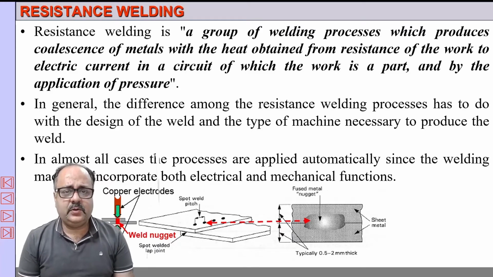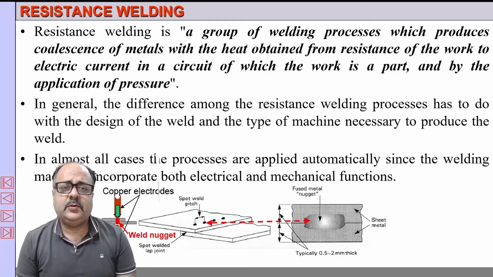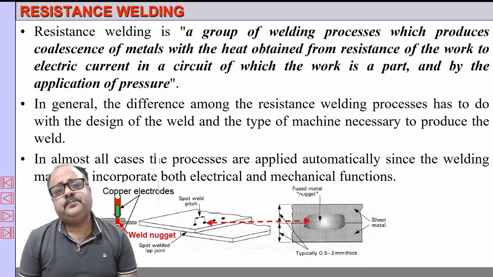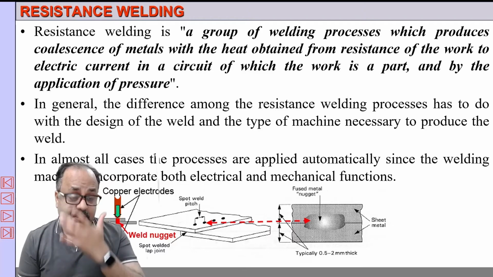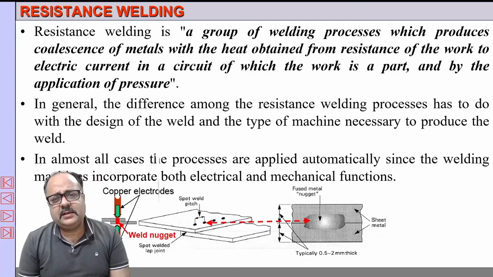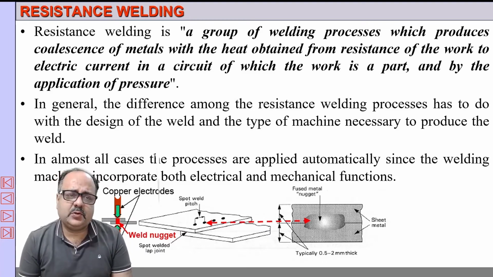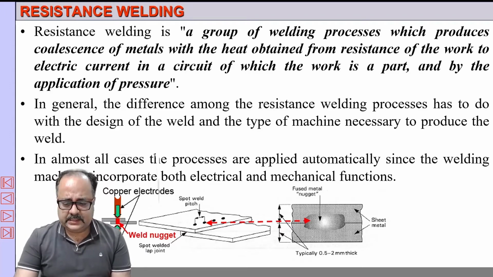So essentially you will understand that here the heat is obtained by resistance to the flow of current by the two metal pieces at the junction, and the weld is completed by pressure. So it's essentially a plastic welding process. Here we do not melt the metal or bring it to a near melting temperature, and then we apply pressure to complete the weld.